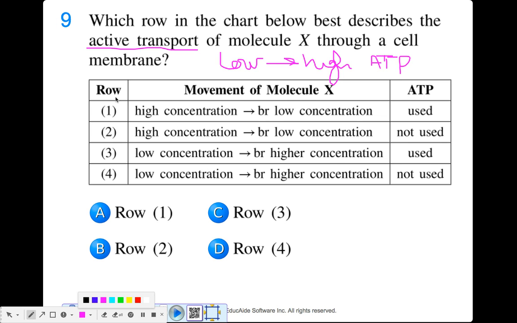Let's look at the answers. All right, which one shows movement of molecule X? High to low? Nope. We already said it wasn't high to low. We already said it's low to high, right? And we're using energy. So we just answered our own question. The answer is going from low concentration to high concentration, and it has to use energy. That's the definition of active transport.